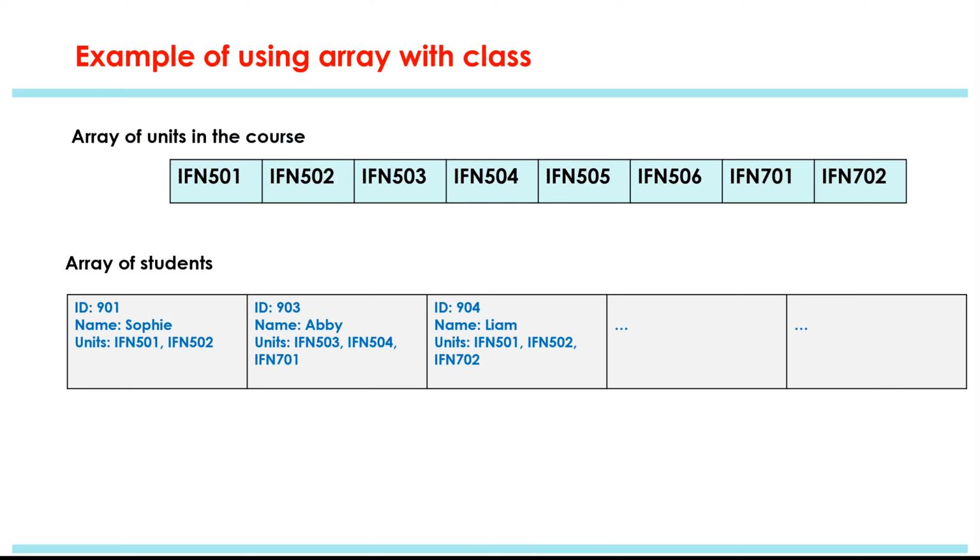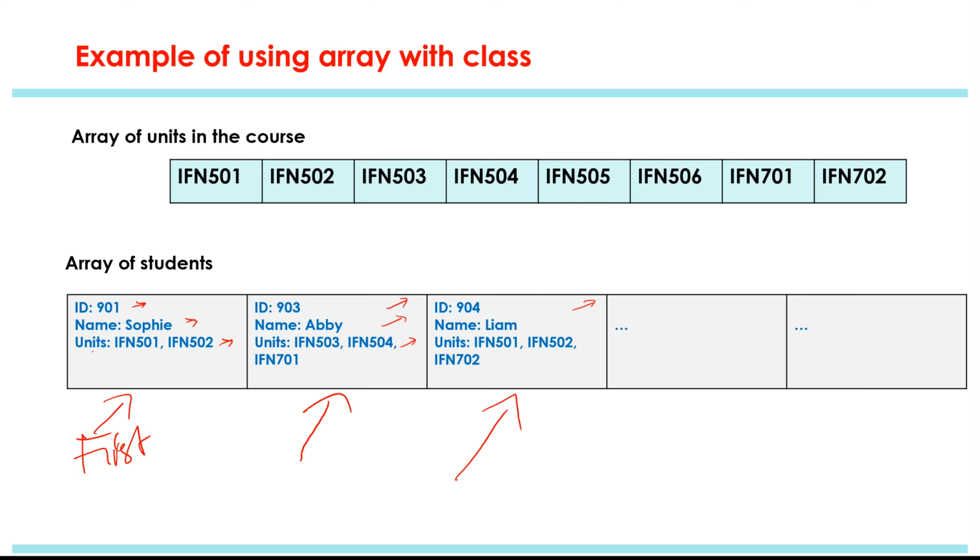So assume that we have an array of students. This is the information of the first student, and this is the information of the second student. This is the information of the third student. In the first student, you have student ID, student name, and list of units of that student. In the second student, you also have student ID, student name, and list of units of that student, and so on for the third and the fourth student.